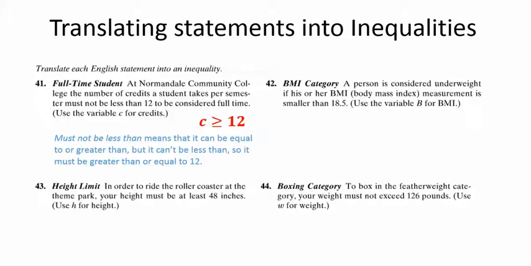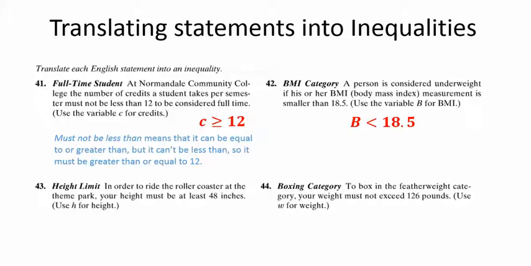42. A person is considered underweight if his or her BMI, body mass index measurement, is smaller than 18.5. Use the variable capital B for BMI. Well, if the BMI measurement has to be smaller than 18.5, then we can directly say that capital B must be less than 18.5.